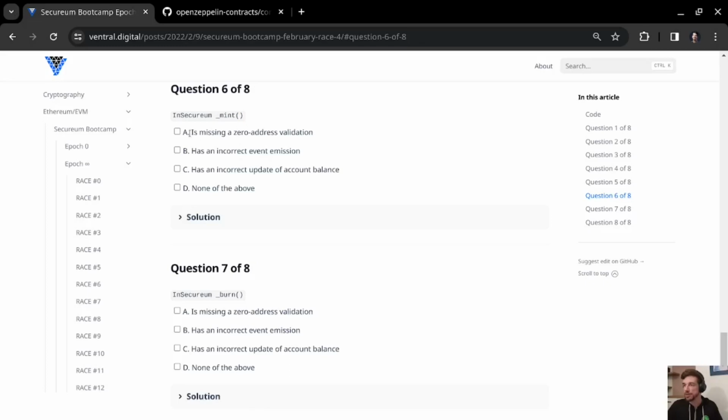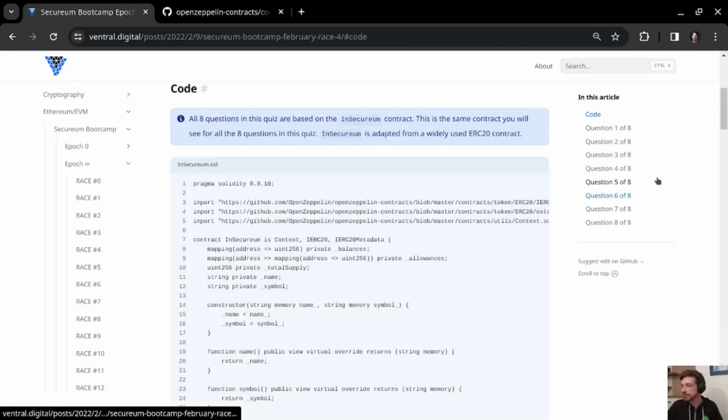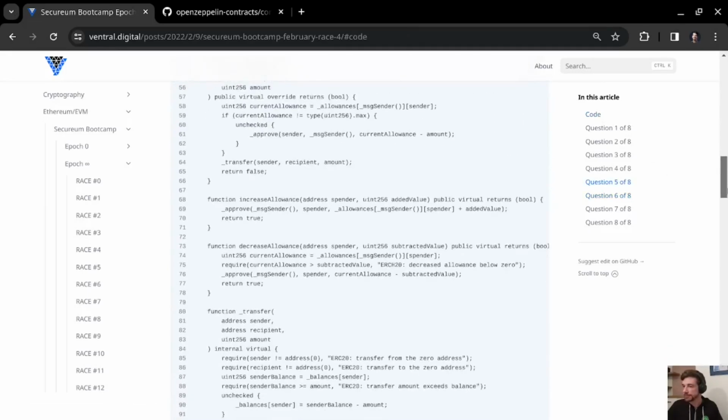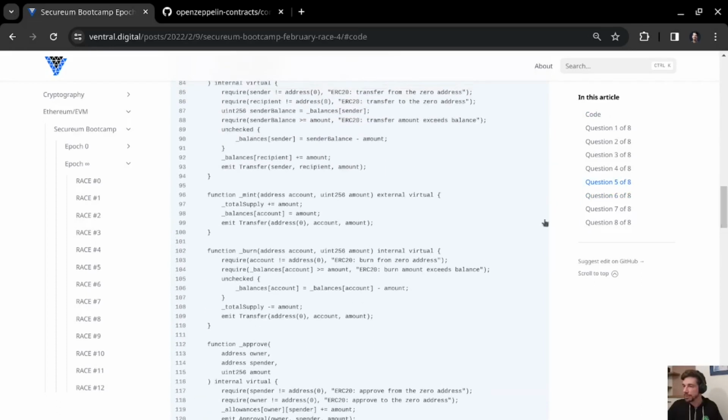It says here once again that A, it is missing a zero address validation. B, it has an incorrect event emission. C, it has an incorrect update of account balance, or none of the above. So let's take a look at mint. We see mint right here.